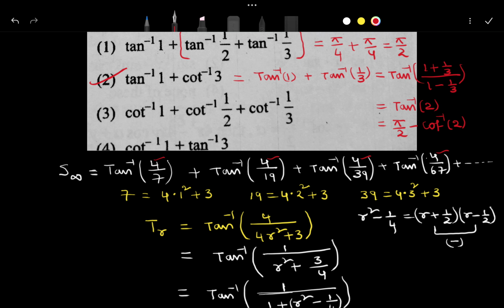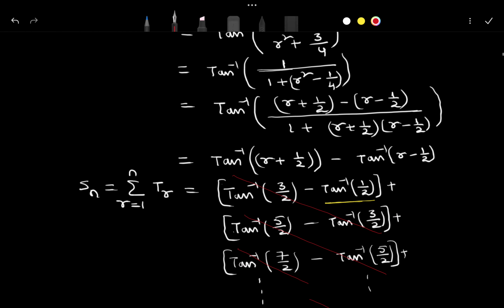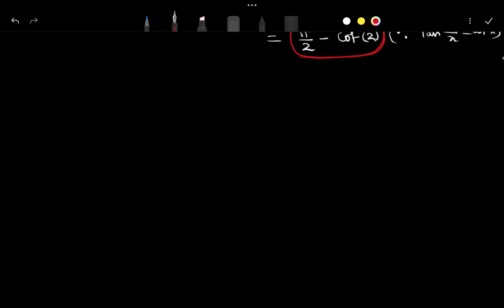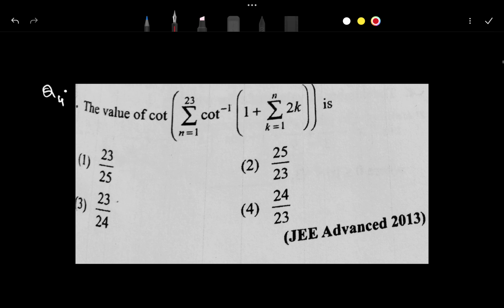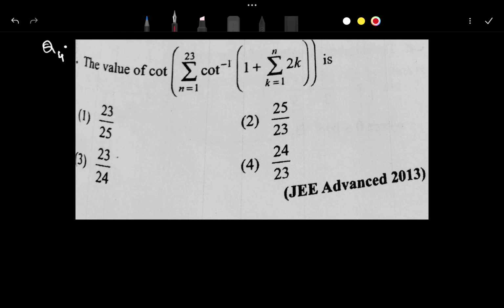Now in the same model, no need to go through the other options. Now we will discuss some other questions. Next question. You see what the next question is? The next question is an advanced problem, a previous year advanced question.